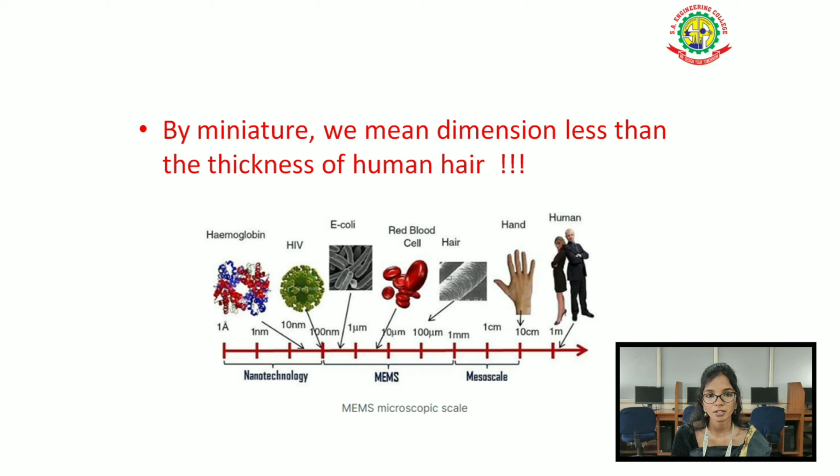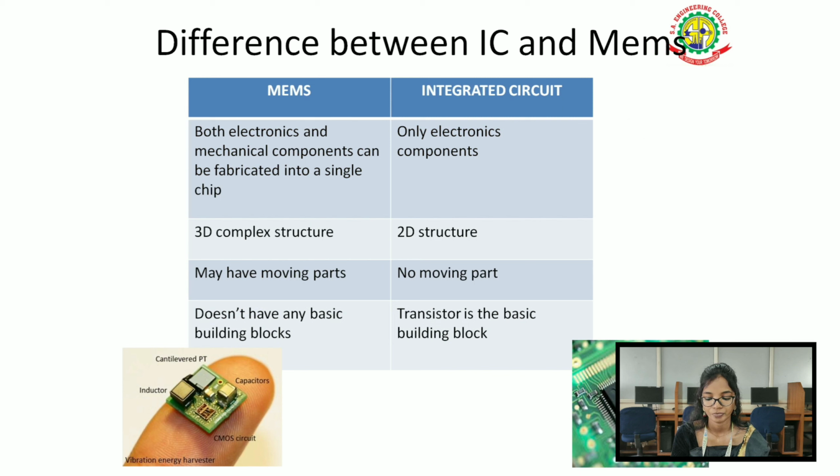So, the first question that comes to your mind is, can a device be fabricated to such a small microscopic level or such a minute size? The answer is yes. It can be fabricated to microscopic level by using various MEMS fabrication techniques. Some of them are ion implantation, diffusion, thermal oxidation, photolithography, etc. But these fabrication techniques can be discussed later on.